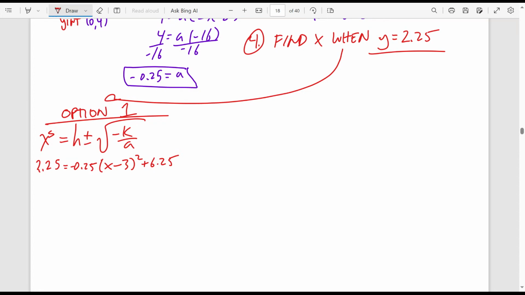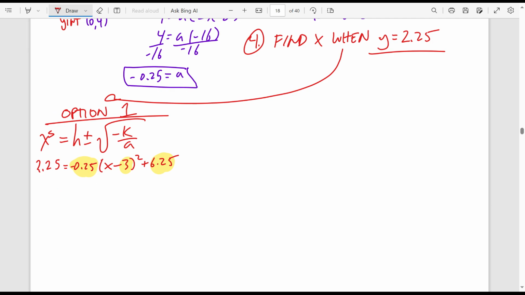So just to reiterate here, I found my a, I found my h from the diagram, I was able to solve for my k. I have the rule. The question's asking me to solve for what is x when y is 2.25. Do you have any questions about that part in terms of how I got to there? Why I put the 2.25 on that side? We're good with that? Okay.